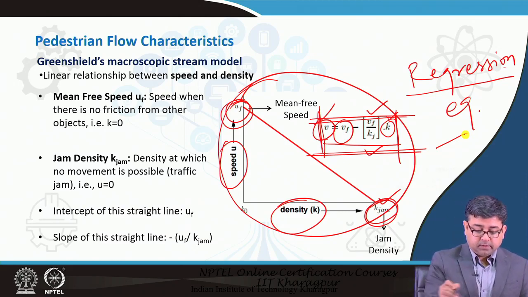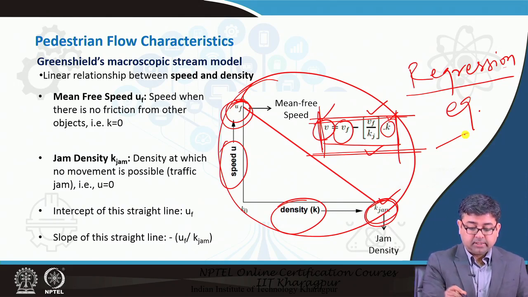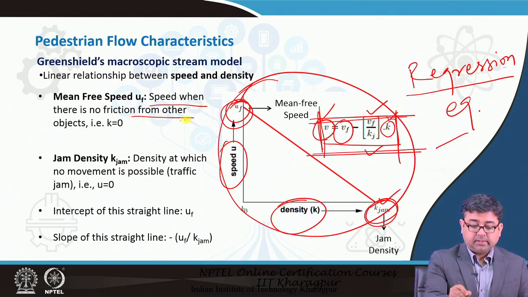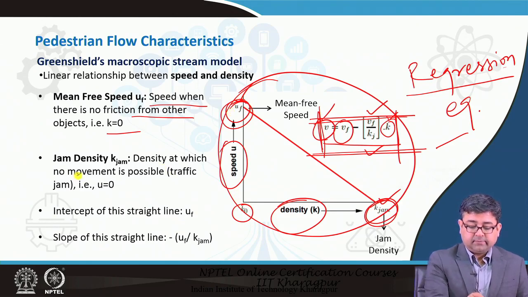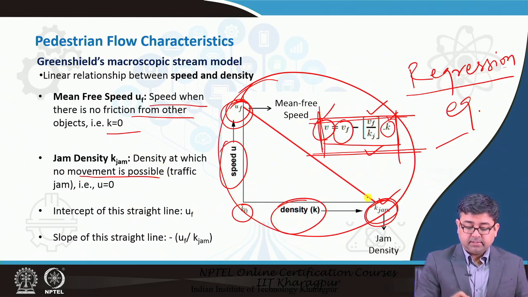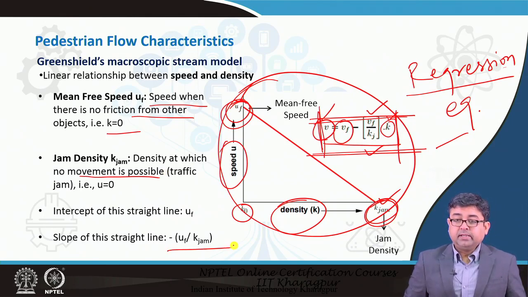Now, you already know that when there is no friction from other objects, k is equal to 0, you can reach free flow speed. Jam density is the density at which no movement is possible, the intercept is u f and the slope is u f by k jam.